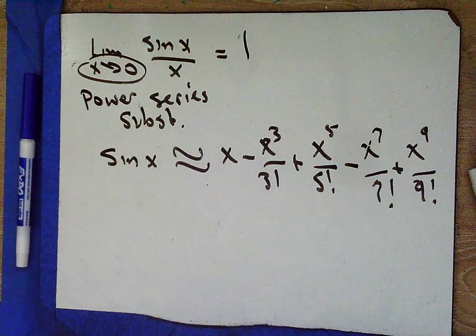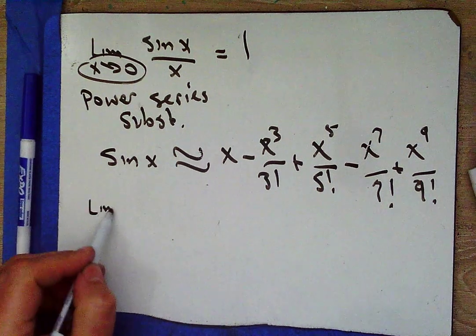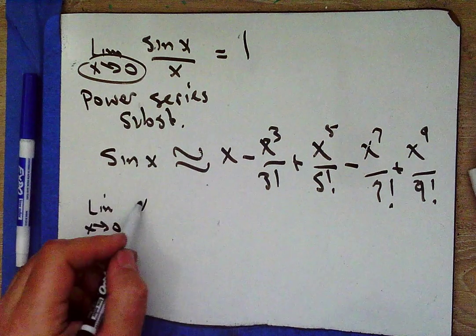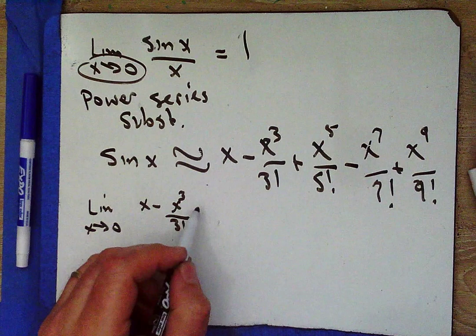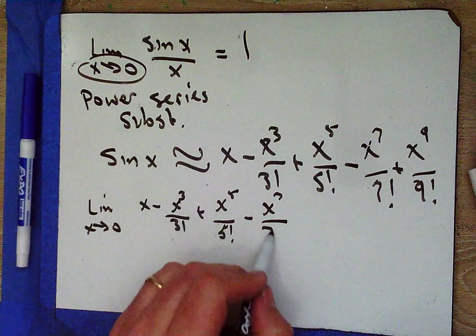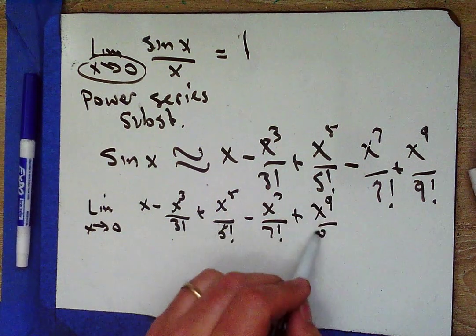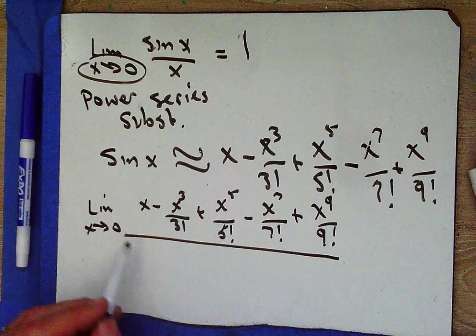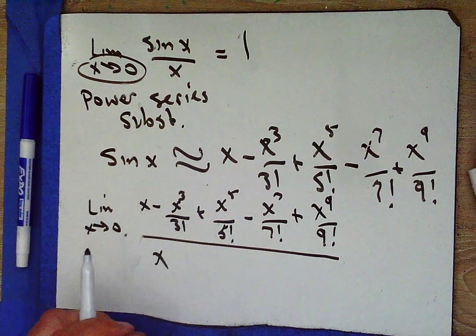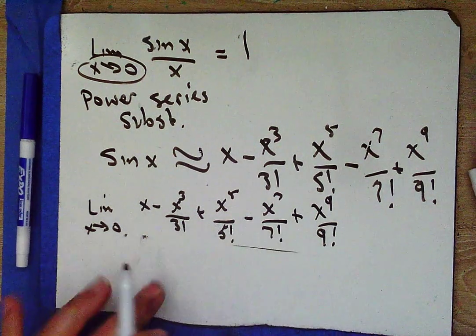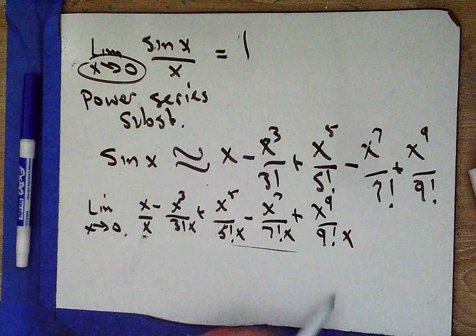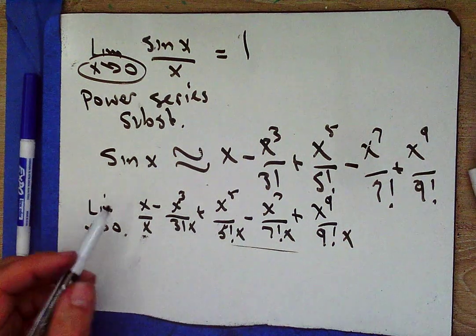And what I'm going to do is to say, okay, the limit as x approaches 0 of sine x over x. Well, I'm not going to use sine x, I'm going to use this stuff, x minus x to the third over 3 factorial plus x to the 5th over 5 factorial minus x to the 7th over 7 factorial plus x to the 9th over 9 factorial, over x. Okay? So what does that get me? Well, instead of writing it this way, I'm going to write it like this. I'm going to put the x at the bottom of that fraction.